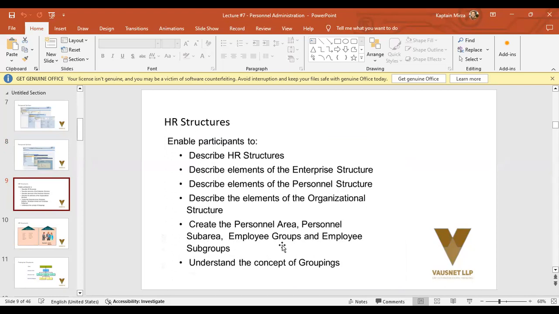So these are basically how you actually define your entire structure, enterprise structure. And groupings is basically, again, the concept where you can group some people as per their taxation slab, their salary slab, their scheduling slab.